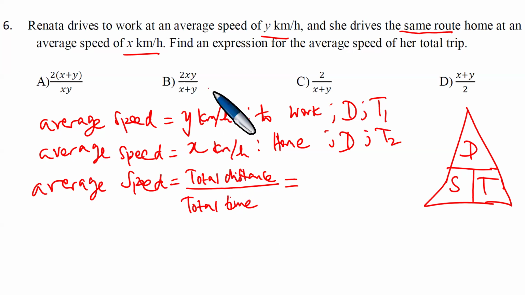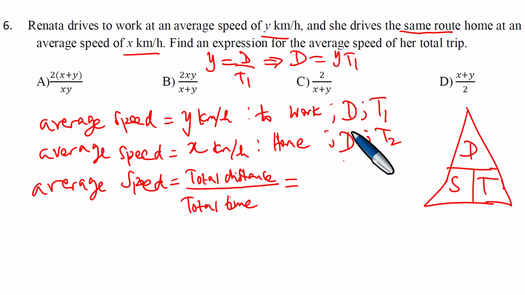So we check y for the first one. Average speed equals distance over time, so it's distance over time 1. And then we can find the distance. The distance here is y times t1. You can do it like that. There are many ways to do it. This is when going to work, traveling at an average speed y. I know somebody can say this can be done in 2 steps, right?